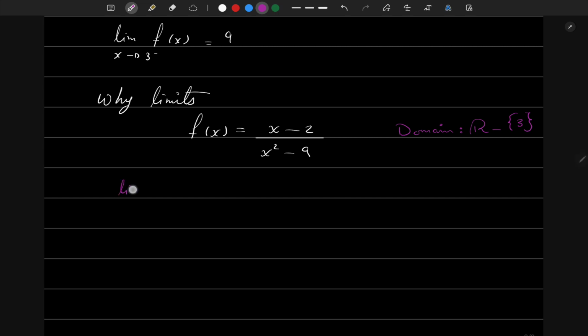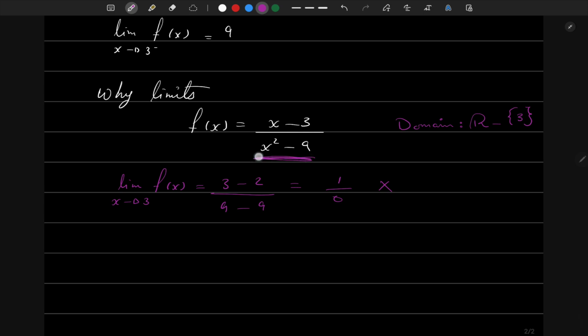So I can say that the limit of f of x when x approaches 3 equals, we do a whole operation, 3 minus 2 divided by 3 squared, which is 9, minus 9, which equals 1 over 0. And then this does not work, so I have to do something different. But in the end, I'm going to find the value. Or let's just do it. First of all, let's just change this into x minus 3.